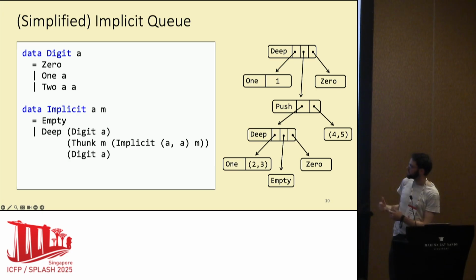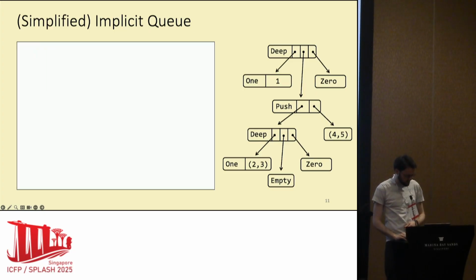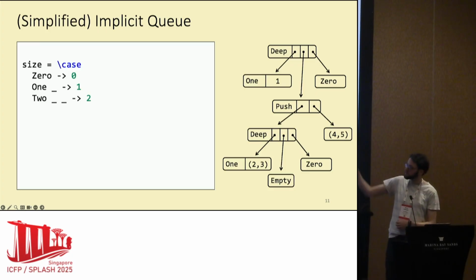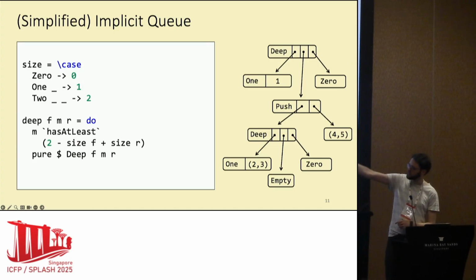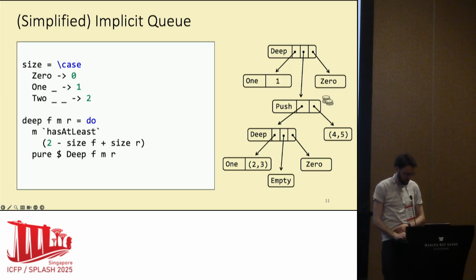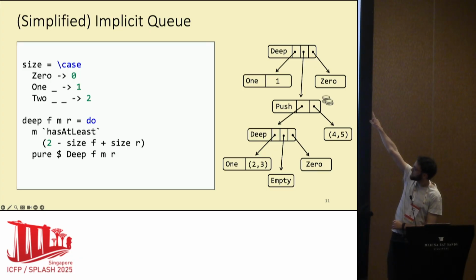And to make this reasoning work, we have to specify what the thunks look like. And for this, there'll be an invariant. So I'll first take the size from a digit, and then I'll say, if I create a deep node, I have this smart constructor deep, which says that your thunk in the middle has at least as many credits as 2 minus the size of the front plus the size of the rear. So if we look at this push thunk, we can see that the node above it has a 1 element in the front. So the amount of credits I need is 2 minus 1, and so I have 1 credit up there.